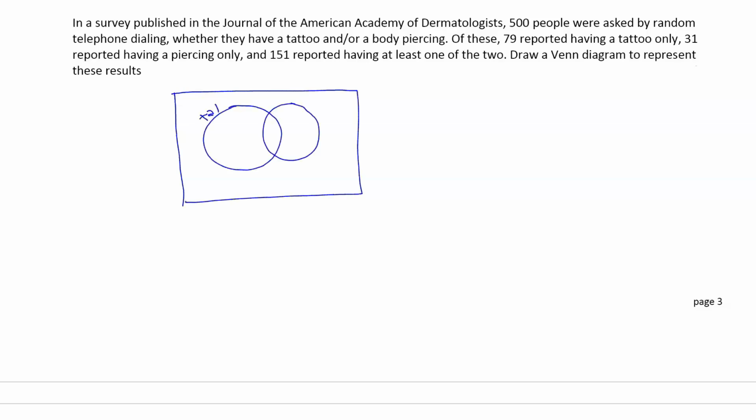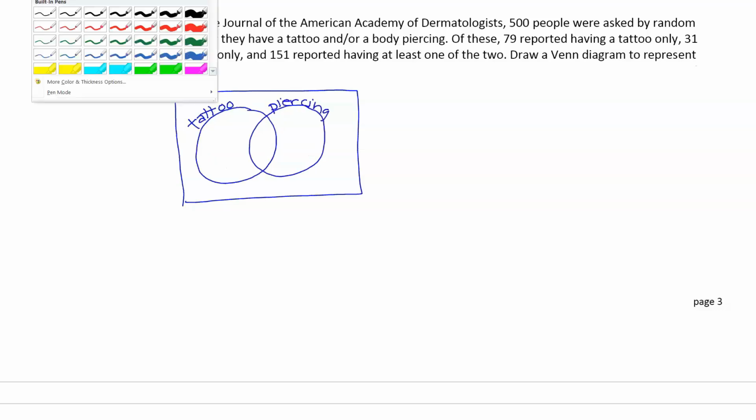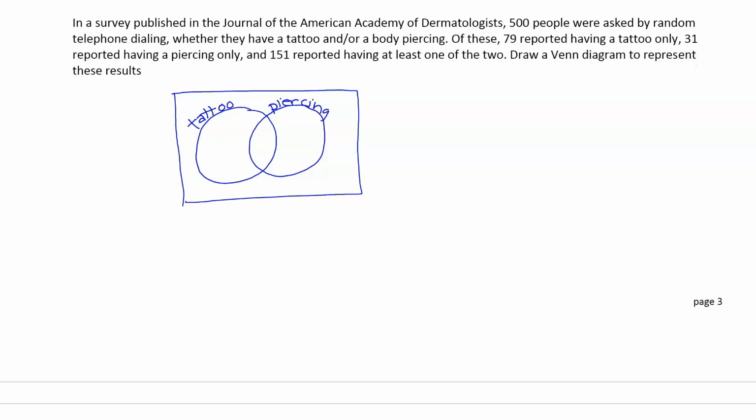So let's reread the problem and pick out some information. The first thing I see is that it says 79 reported having a tattoo only. So that's going to go over here on the only tattoo portion of the T circle. We're not going to subtract anything because it says tattoo only. Then the next thing that is stated is that 31 reported having a piercing only. So that's going to go here on the right, and the key is that word only. When it says piercing only, it means we're only in one part of the circle.